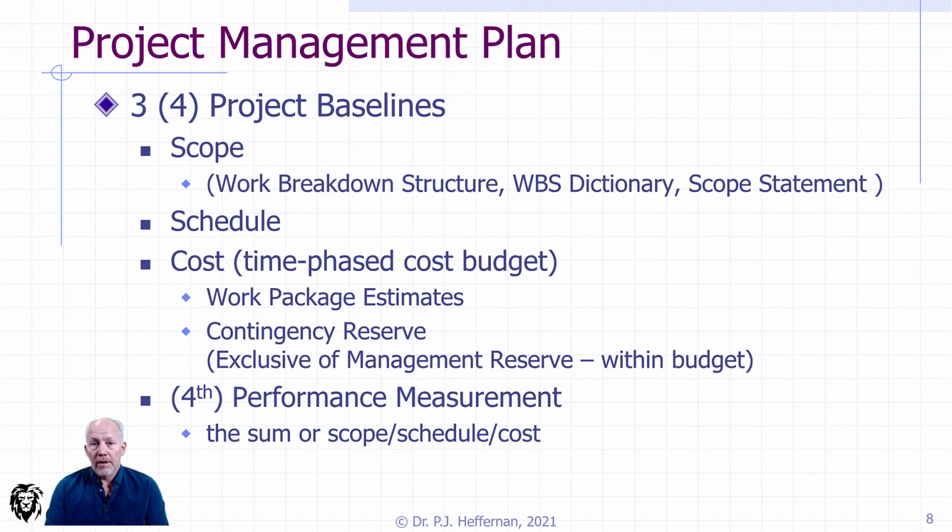So we talked about the three baselines. This is how you're going to do the job. This is actually how you're going to deliver the deliverables of the project. And we see the scope, work breakdown structure, the dictionary, the scope statement. We see the schedule. We spend a lot of time working on the schedule, and that never stops. And of course, the cost. And that should lead you to that time phase budget or the cash flow requirements over time of the project.